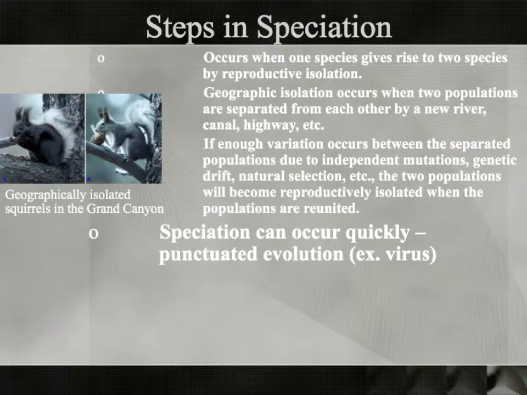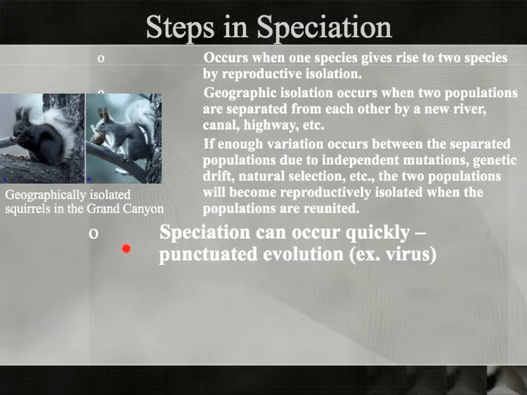So you have an example here of geographically isolated squirrels in the Grand Canyon. Over time, they are geographically isolated, but they will also become reproductively isolated because they've been separated for so long that, if we go back to those four points, they're going to have different courtship patterns, different seasonal patterns in mating, the egg might not be able to meet with the sperm, and so on.